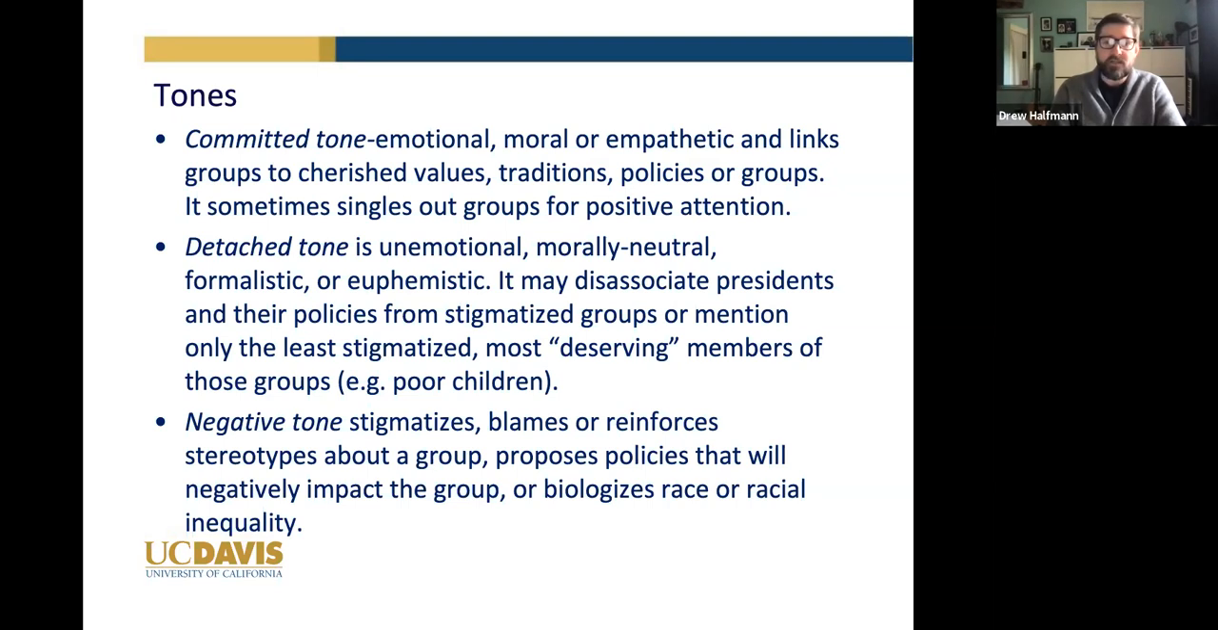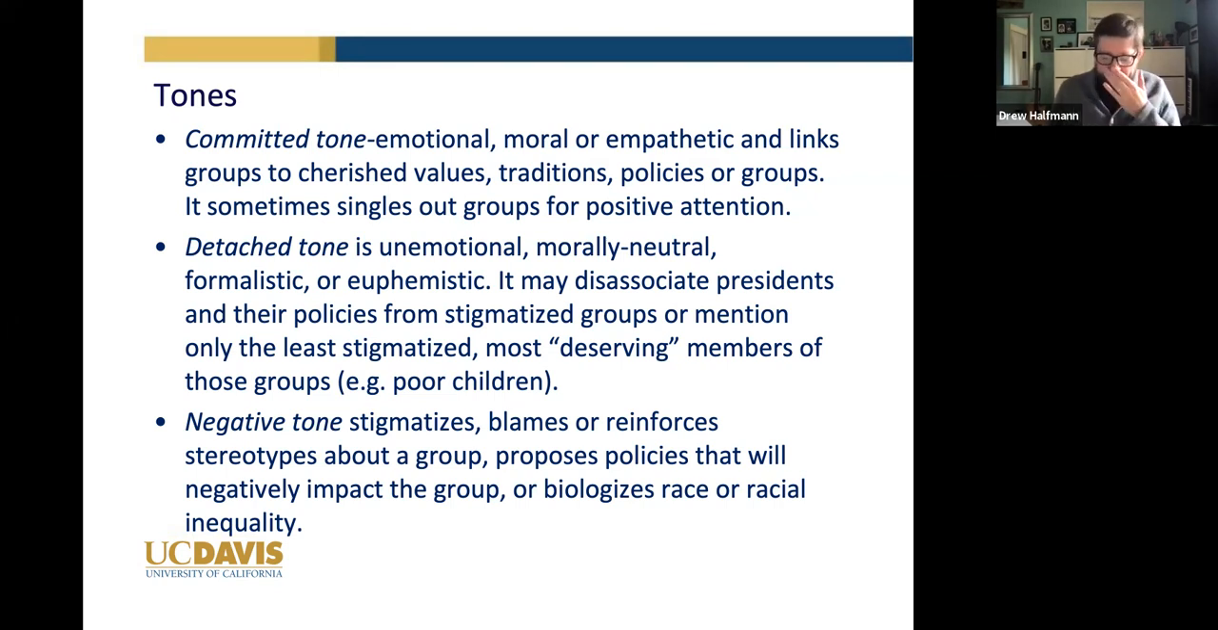The detached tone is unemotional, morally neutral, formalistic, sometimes even euphemistic. It sometimes disassociates presidents and their policies from stigmatized groups, or mentions only the most deserving, quote unquote, members of those groups. For example, poor children. Over and over again, you see references to poor children, but very rarely to poor adults. A negative tone actually stigmatizes, blames, or reinforces stereotypes about the group, proposes policies that might negatively impact the group, or biologizes race or racial inequality.